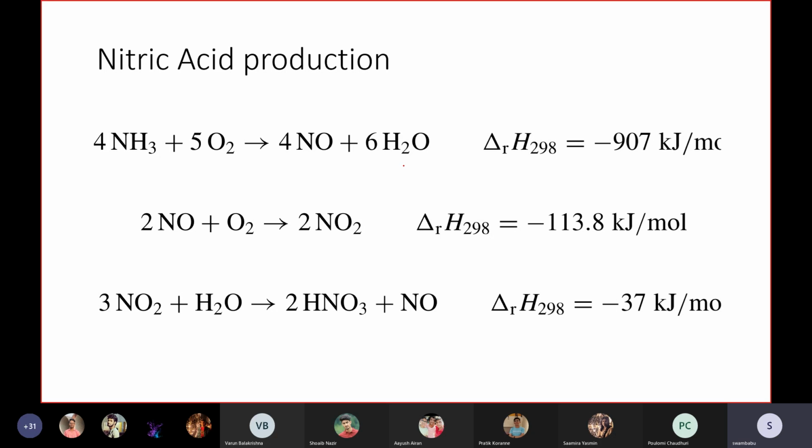So these are the typical required reactions. The reactions we want to produce nitric acid are: ammonia reacts with oxygen and forms nitric oxide. Then NO reacts with oxygen and produces NO2. The NO2 reacts with water and produces HNO3. The second and third reactions are very, very simple, so there is no major hassle in them.